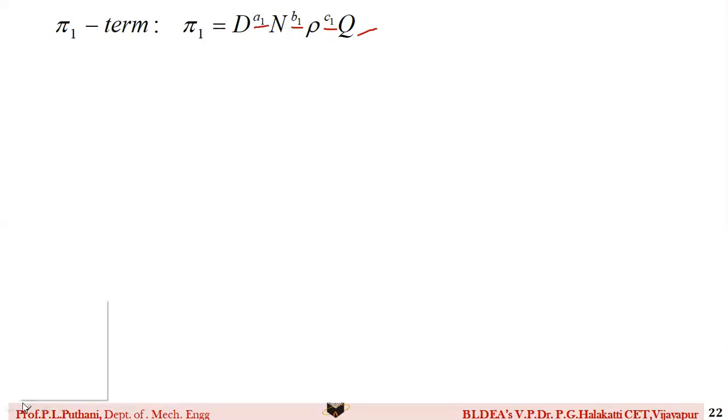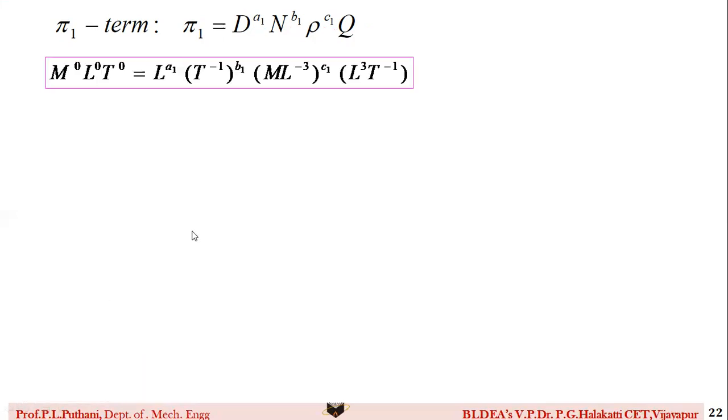So let us see what we get when we write the dimensions of both the LHS and RHS together regarding dimensional homogeneity. That is M0 L0 T0 is equal to L to the power of a1, T to the power of minus 1 to the power of b1, M L to the power of minus 3 to the power of c1, then discharge L cubed T to the power of minus 1. Now we equate the respective powers on both sides, M to the power of 0, L to the power of 0, T to the power of 0. We shall start with M.